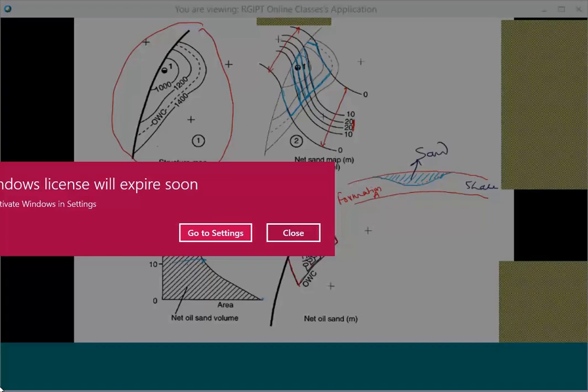Okay. So that way you are going to get area and thickness. And of course, let's say if you know some average porosity and average hydrocarbon saturation, you can multiply that to get hydrocarbon per volume. Okay. Now, once you have understood this, let's move on.